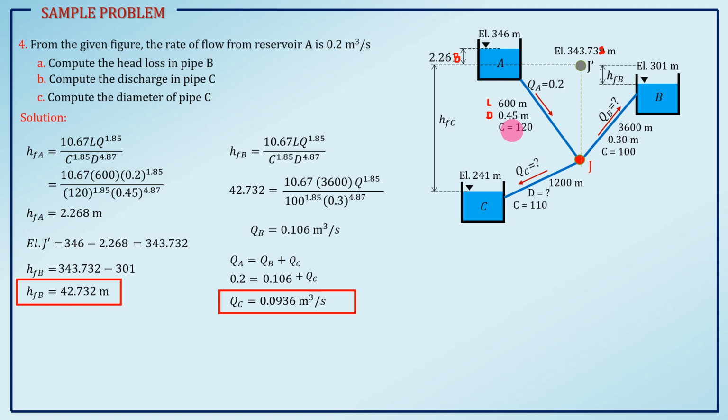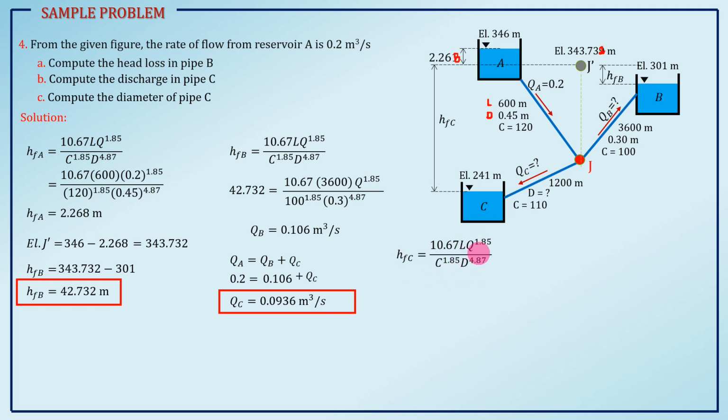Next is to determine the diameter of pipe C. We can get the diameter of pipe C if we have the relationship of the head loss, the Q, the length, and the equation for major head loss by Hazen-Williams. So, let's solve HFC first. We cannot solve it using this equation yet, because we have L, we have Q, we have C, but we don't have the diameter.